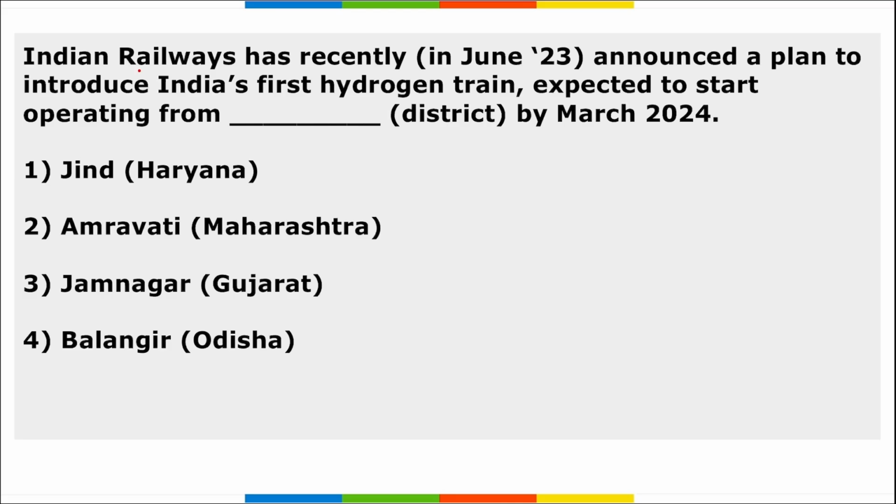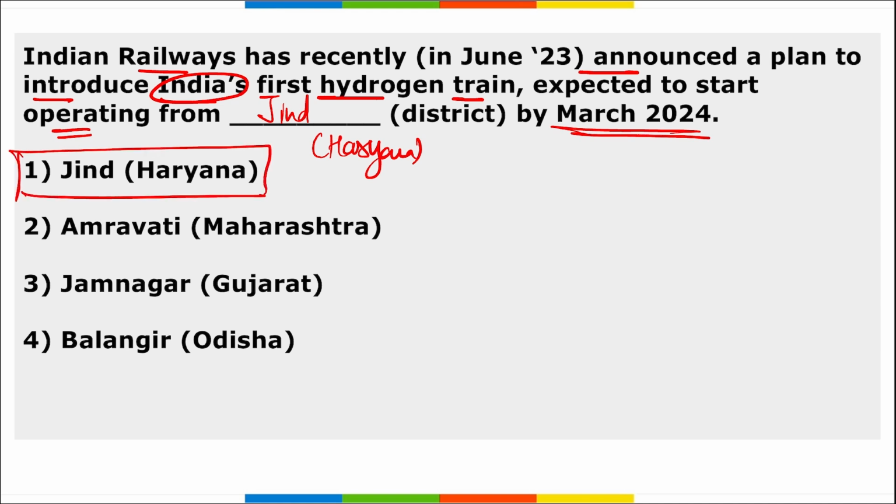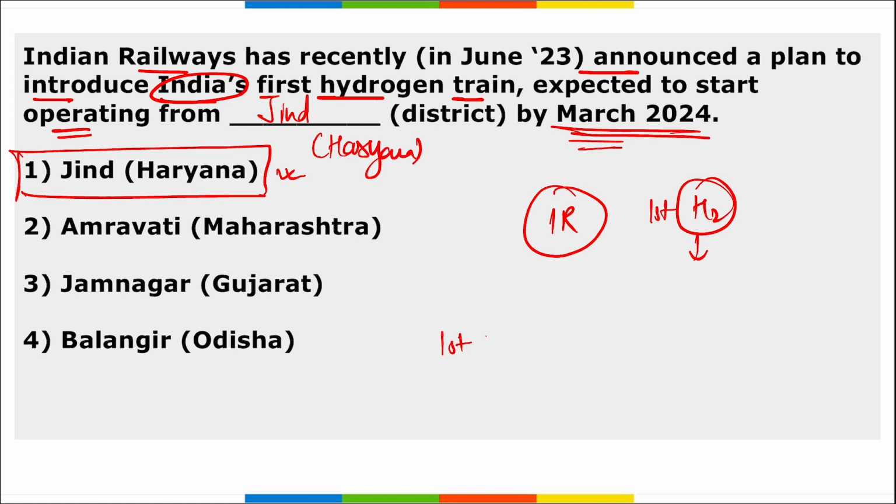Next, Indian Railways has recently announced a plan to introduce India's first hydrogen train that is expected to start operating from Jind, Haryana, by March 2024. I repeat, Indian Railways announced that they were planning to introduce India's first hydrogen train and it is expected to start by March 2024 in Jind, Haryana. Then if I ask you, India's first pure green hydrogen making plant was set up in Jorhat and it is in Assam. Correct?